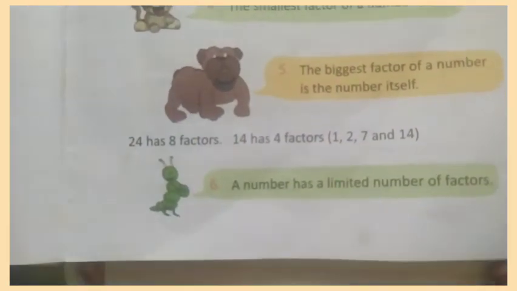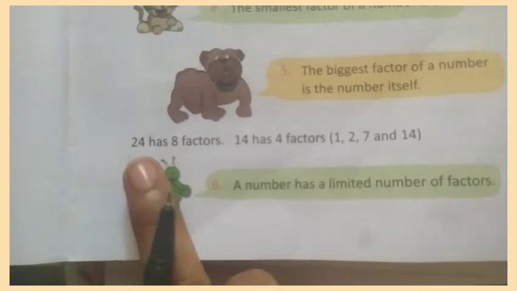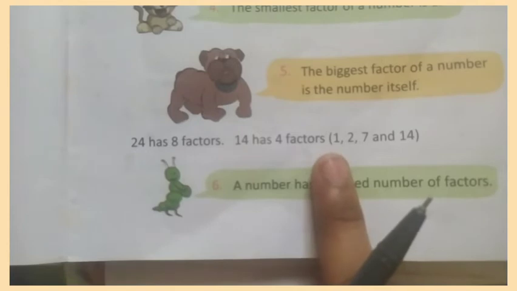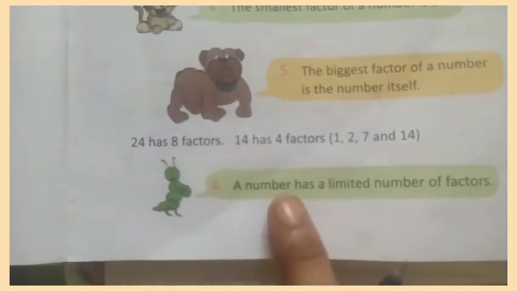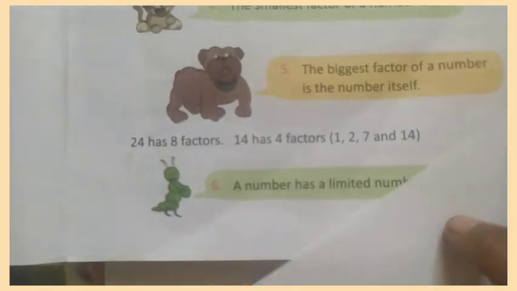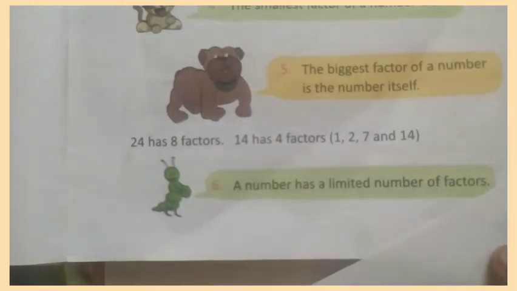Next, the sixth property. 24 has 8 factors. 14 has 4 factors. A number has a limited number of factors. Every number has a limited number of factors.